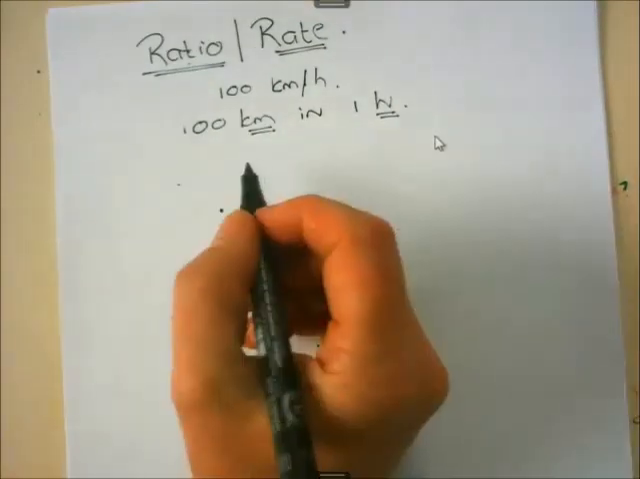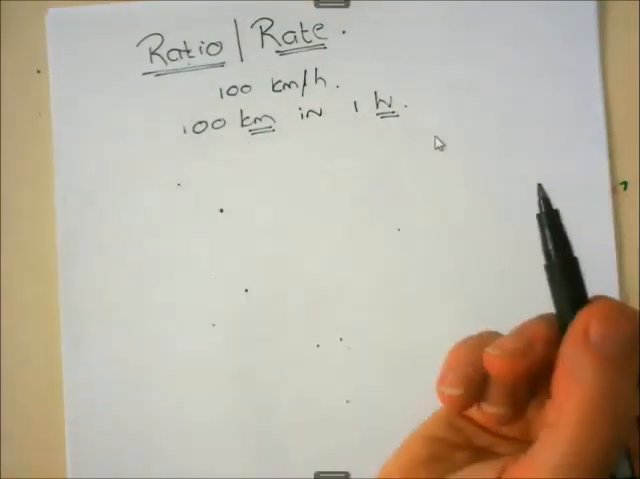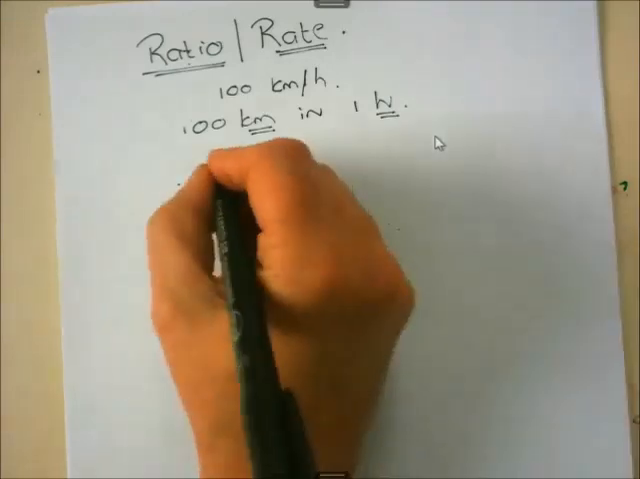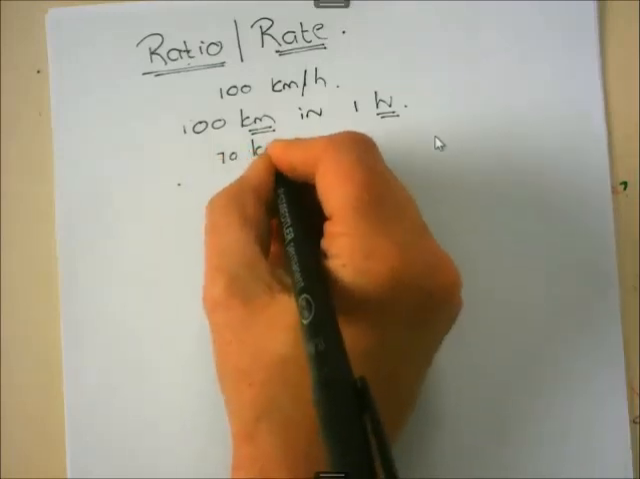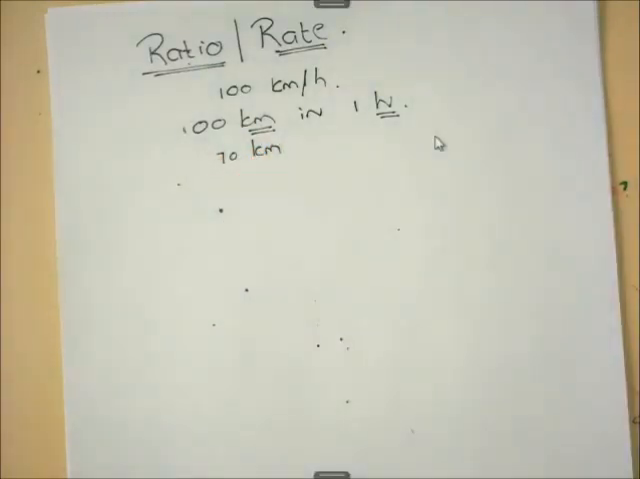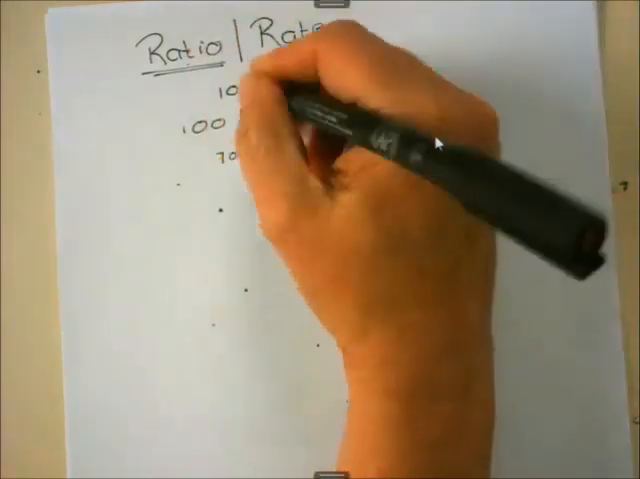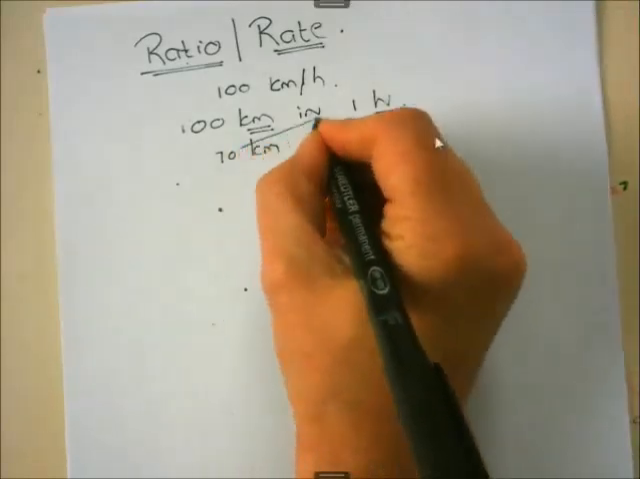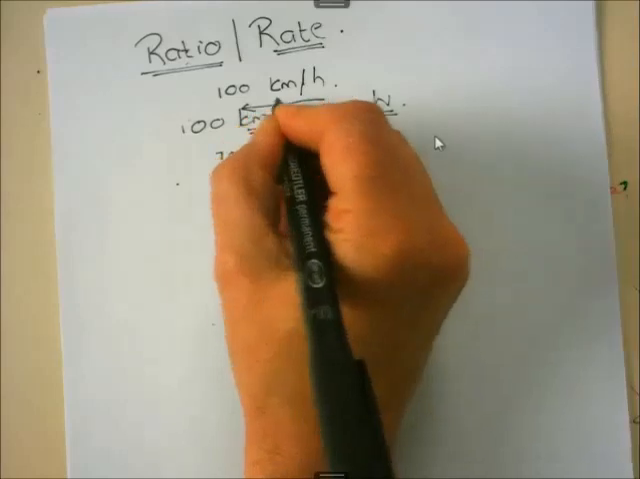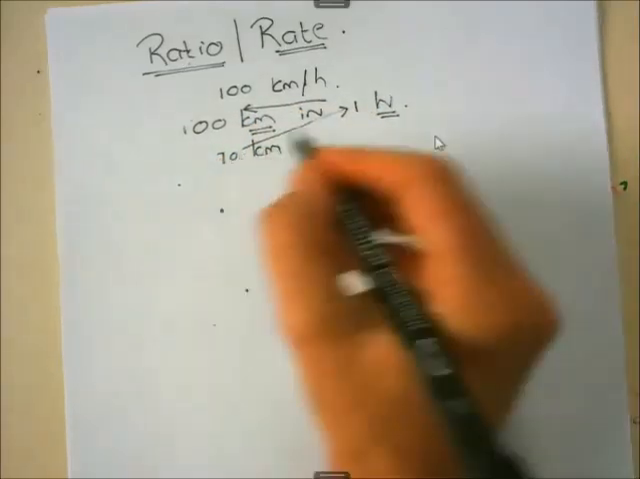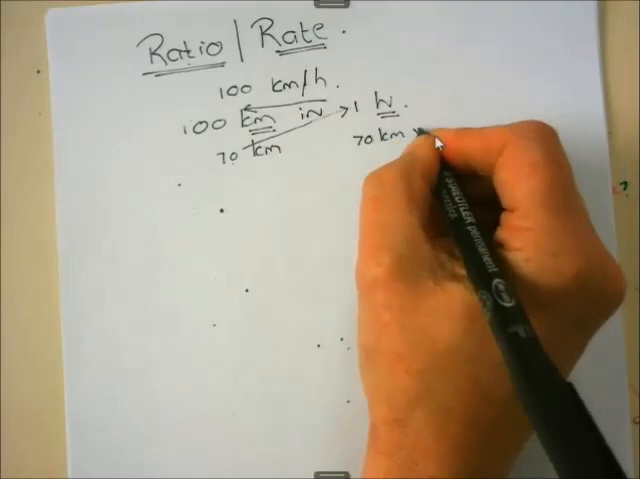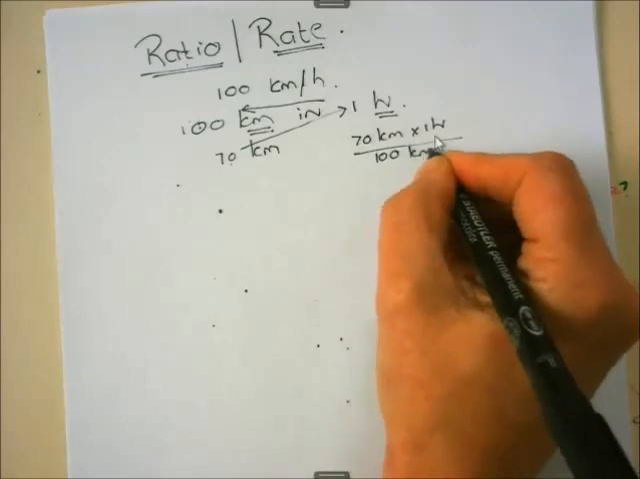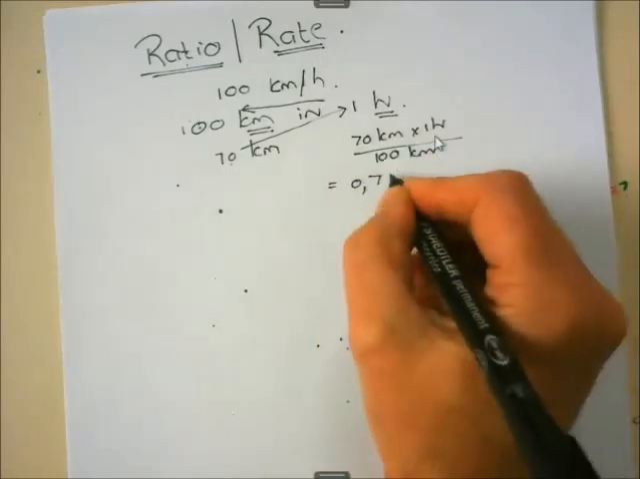Okay. So, if I say now, how long will it take for me to come from Tabanshu to Bloemfontein? It's more or less 70 kilometers. You're going to do exactly what I told you earlier on about rates. You're going to keep your kilometers over each other, and your answer will be in hours. And then you're going to cross multiply and divide. So you're going to say 70 kilometers times 1 hour divided by 100 kilometers. And it will give you 0.7 hour.